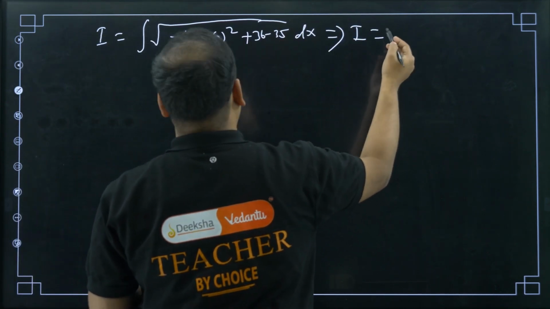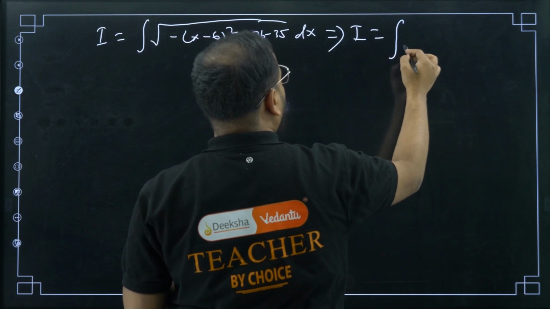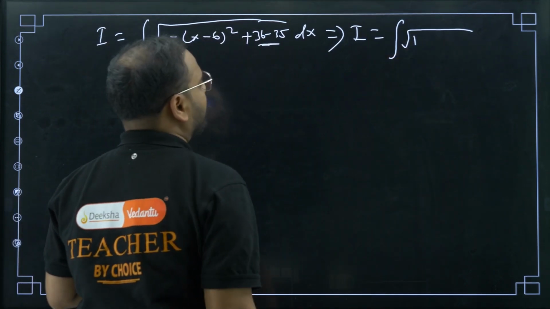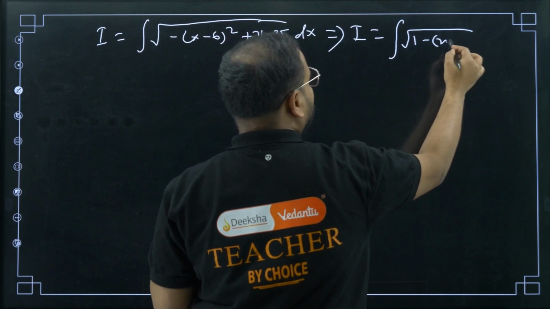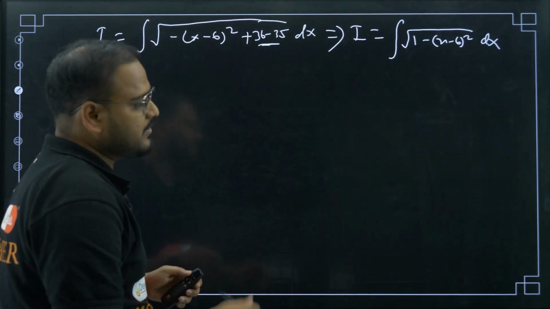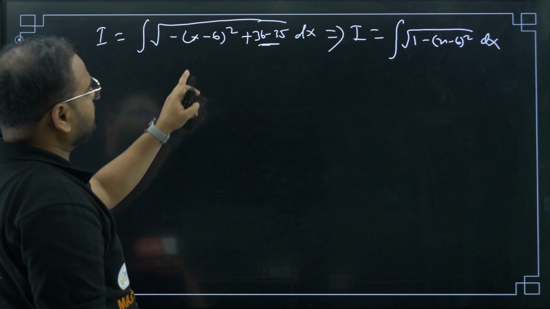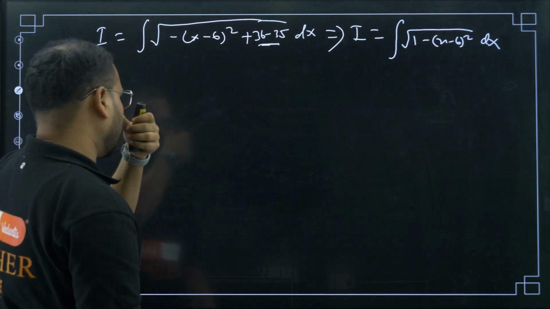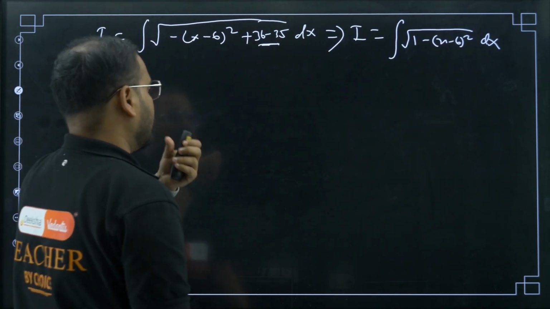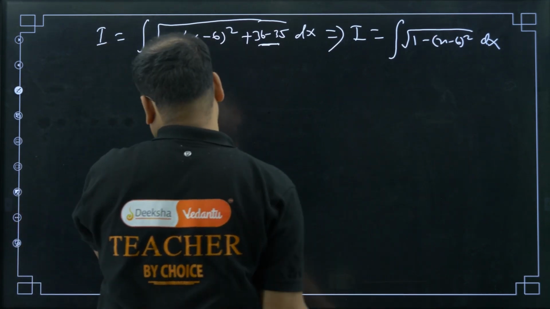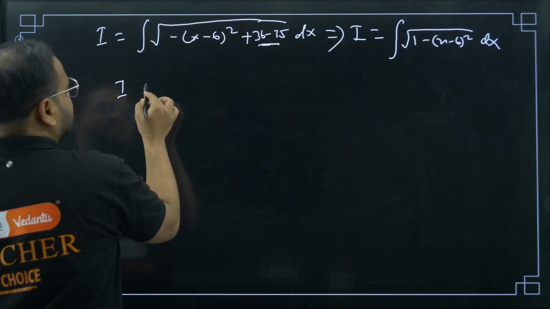So my integration I would look like this. Please check. Integration of root of, how much is this? 1, right? So 1 minus x minus 6 the whole square dx. Yes or no? 36 minus 35 is 1, and this is simply minus x minus 6 the whole square dx. What is this formula? a square minus x square again, sir. What is the formula for this? Please remember this formula.